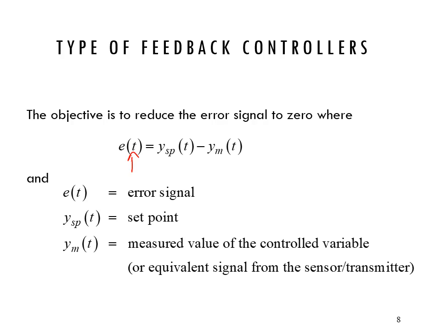The error signal is basically the difference between the value at the set point and the measured value of the control variable. So basically this is the signal received by the sensor and also transmitter. So we want to reduce the error to approximately 0. When the error is equal to 0, that means the set point and the measured value are equal. That's what we want to achieve in the controller.